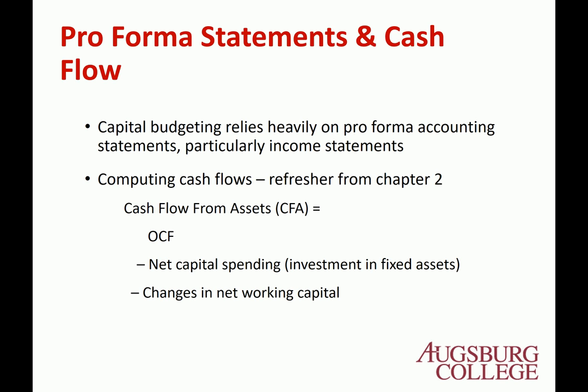When you do the capital budgeting project, we have to use the pro forma accounting statements, heavily income statements. This is very similar to the way to compute the cash flow from assets that we learned in chapter 2. There are three factors. First, operating cash flow. Second, net capital spending. Third, change in net working capital. To get the free cash flow, the cash flow generated by the project, we need to compute these factors and get the cash flows.